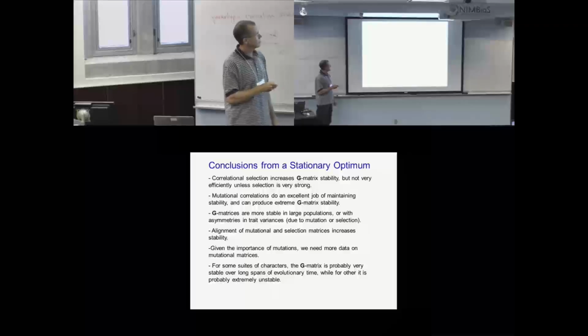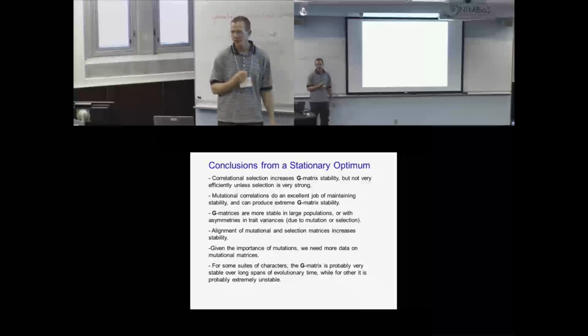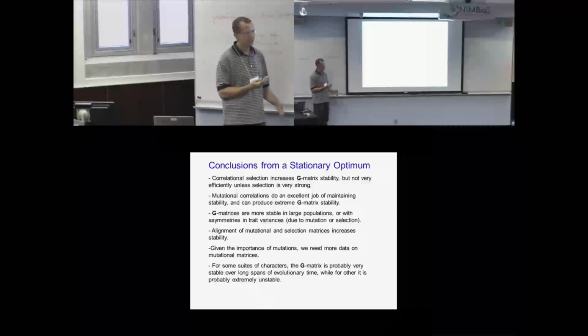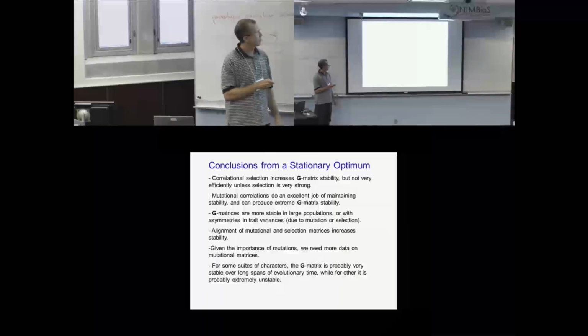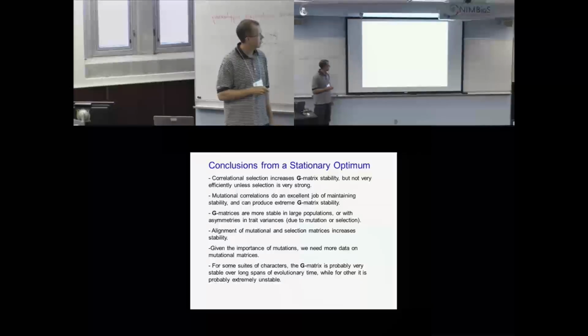G matrices are more stable in larger populations or with asymmetries in trait variances that can be caused by mutation or selection. If the mutation and selection matrices are aligned, then you get a more stable G matrix. The eye-opening thing for us was how important mutational correlations were. We weren't really going into this thinking that much about the importance of the M matrix per se. After the first couple of studies on G matrix stability, we realized that the M matrix was a very, very important thing that we needed to understand in more detail.